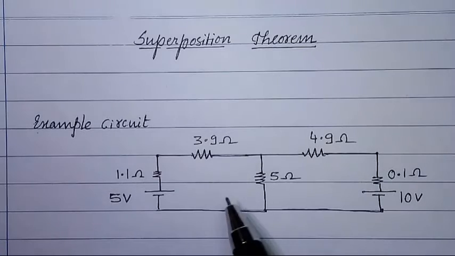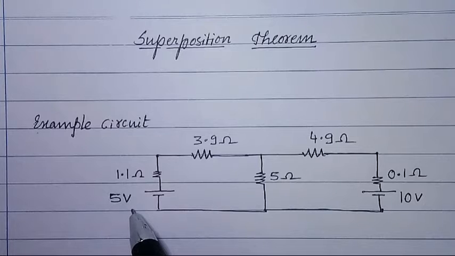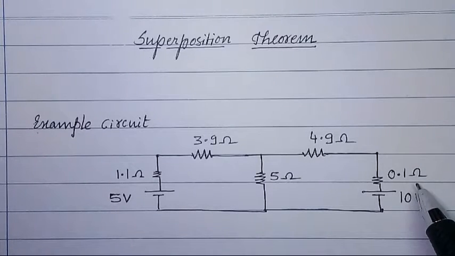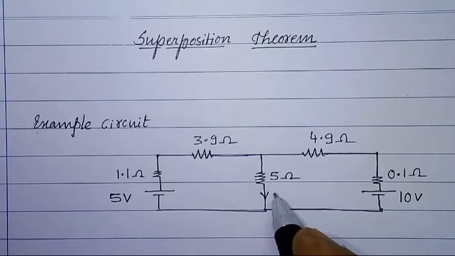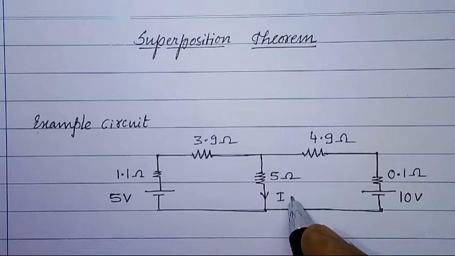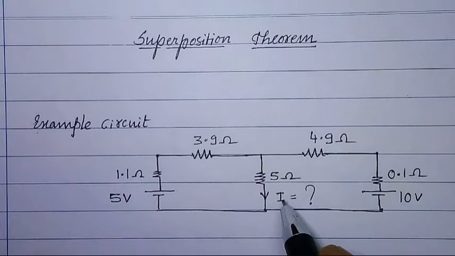In this circuit, 1.1 ohm is internal resistance of 5 volt source, 0.1 ohm is internal resistance of 10 volt source, and let us say we are asked to calculate current through 5 ohm resistor. Now how to find current through this 5 ohm resistor using superposition theorem, that we will see.